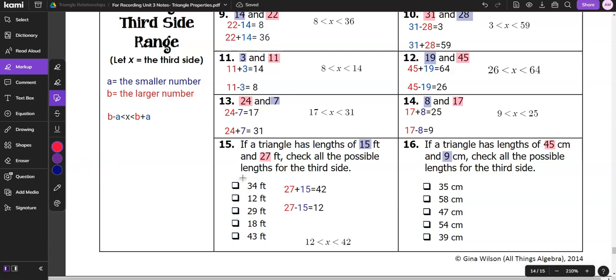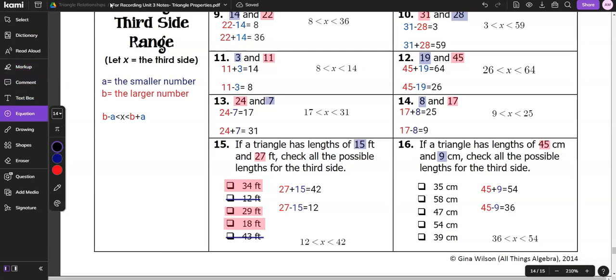So 34. Is 34 more than 12 and less than 42? Yes. 12 is not greater than 12, so it cannot be one of the answers. 29 is greater than 12 and less than 42. 18 is greater than 12 and less than 42. But 43 and 12 are not. They do not meet the requirements.